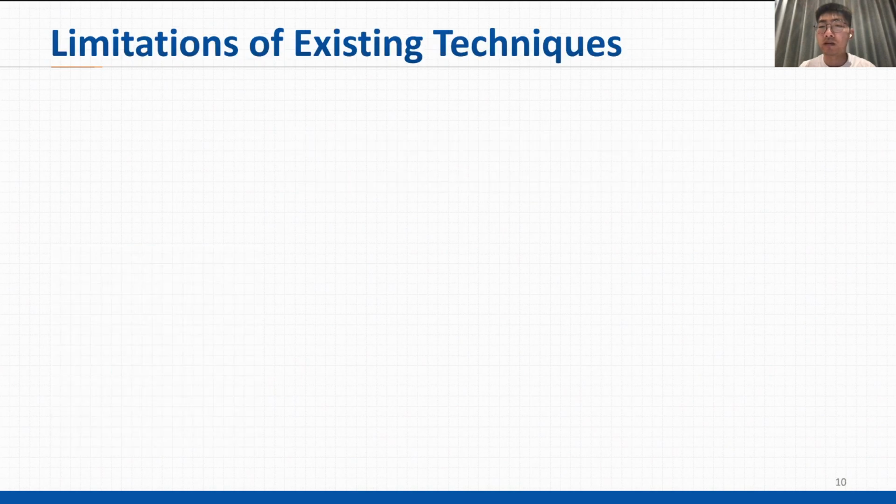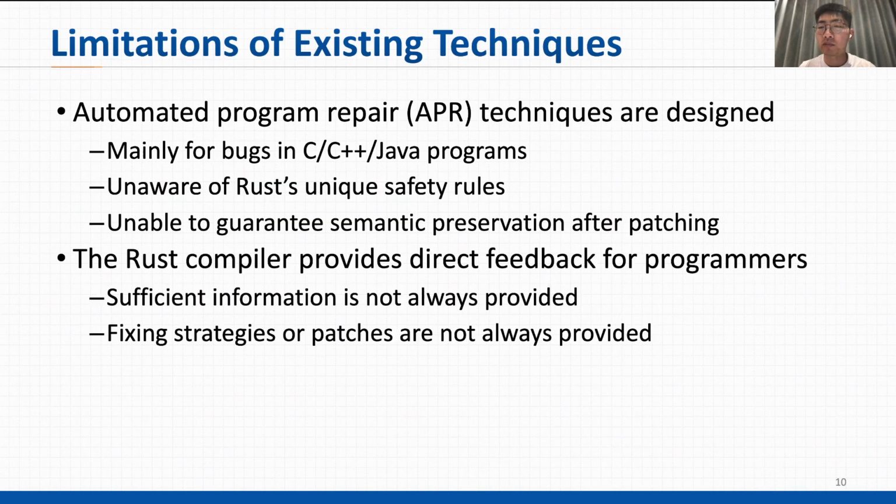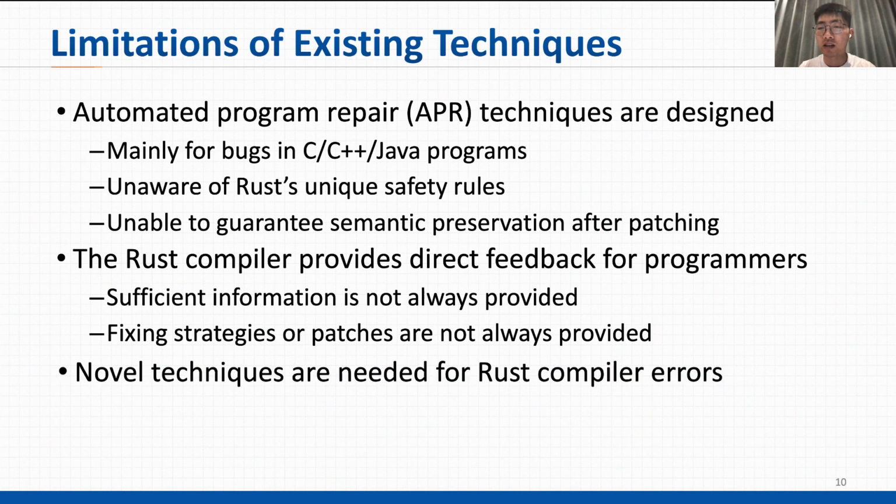Here are some limitations of existing techniques. Automated program repair techniques are designed mainly for bugs in C, C++, and Java programs. They are unaware of Rust's unique safety rules. The Rust compiler provides direct feedback for programmers, but sufficient information is not always provided, and fixing strategies or patches are not always provided. Thus, new techniques are needed for Rust compiler errors.